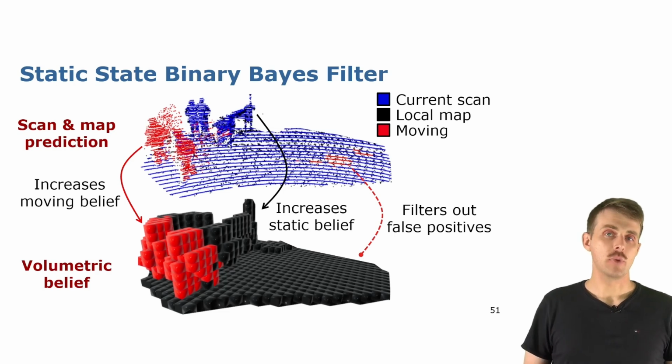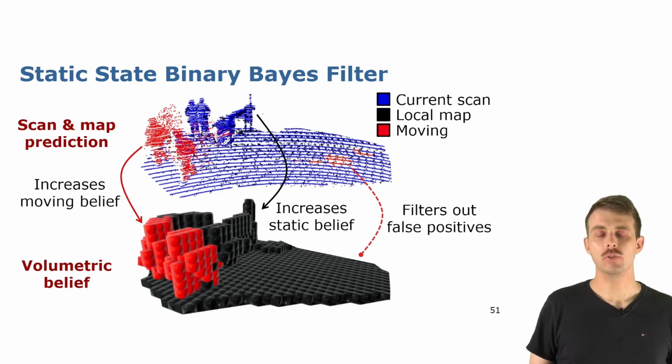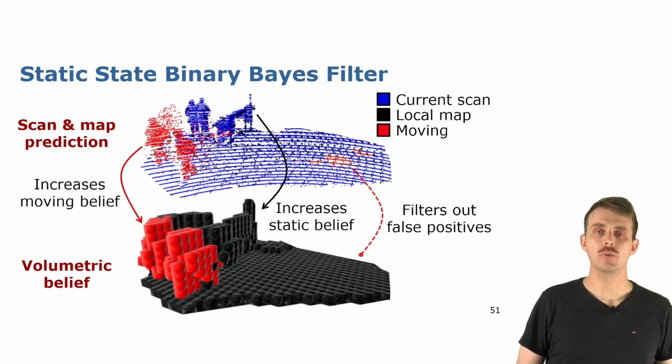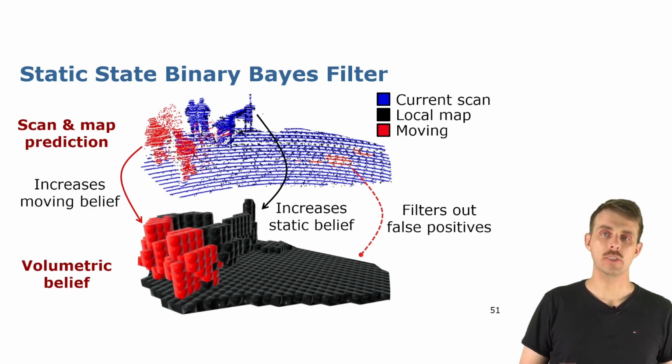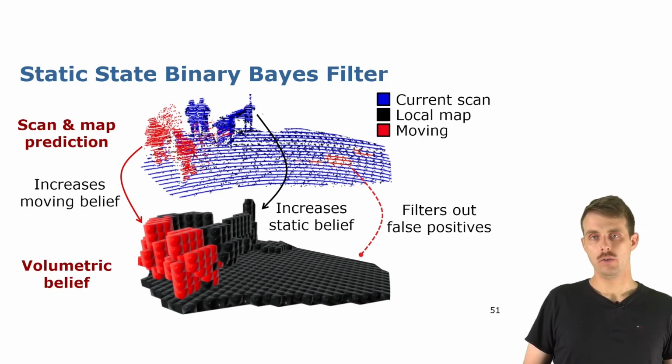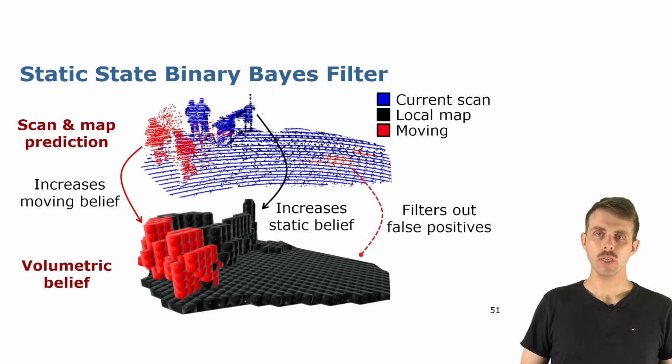This static state binary Bayes filter is a very efficient way to estimate the state of each voxel. At the bottom you see our current volumetric belief, so all the voxels with the current belief of either being moving or static. And at the top we have the current segmentation of the scan and the local map. Blue is the current scan points that we believe are static, black are the current map points that we believe are static, and in red we see the points that we believe are moving.